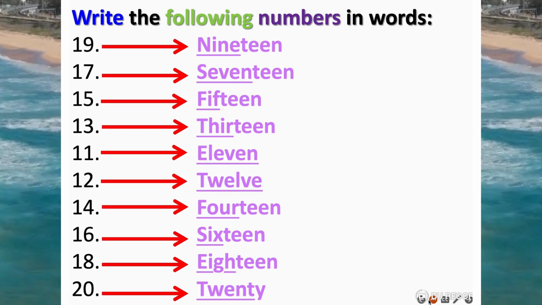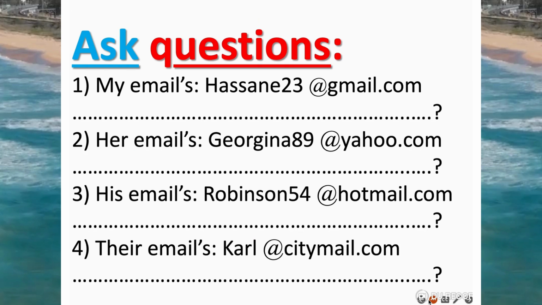So the problem with these numbers from 13 to 19, students, they write T-E-N, one E. No, it's double E. And some students, they write 15 wrongly. It's not that, it's 15. And in 13, they write it with E, not I. So it's with I. If you are finished, let's go to the next slide.